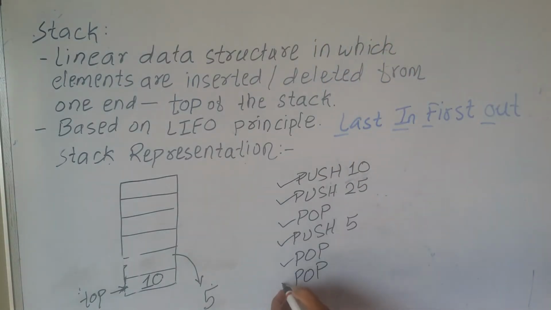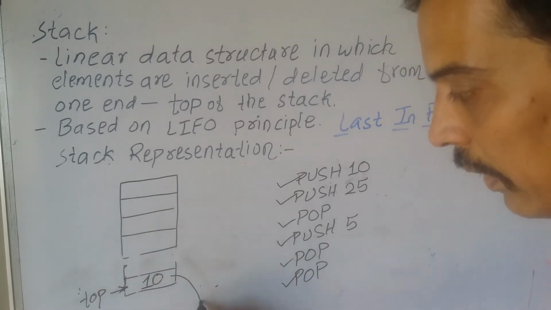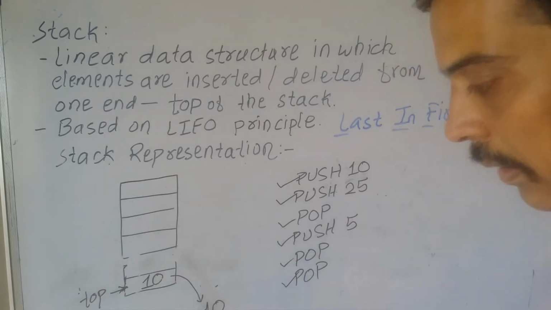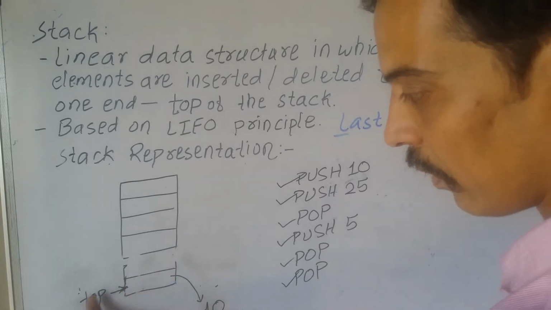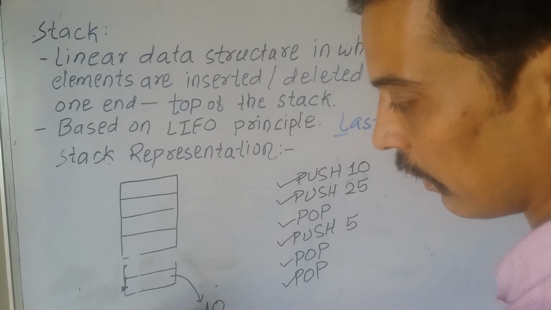After that, again I am performing the pop operation. So what happened? Now the element 10 is removed from the stack, top is decremented, and top is now having some value null.